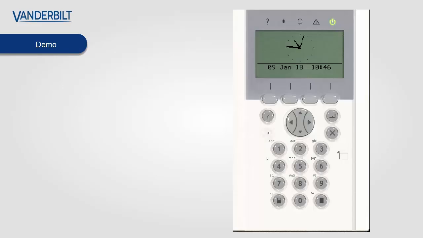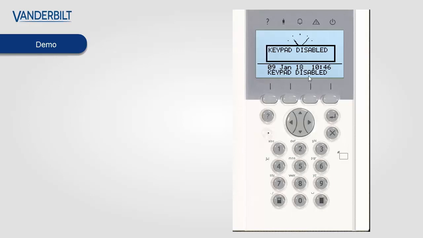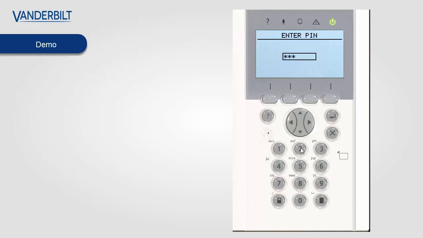We will now see a brief demonstration of this functionality. On any keypad that can be deactivated, once it is deactivated, it will signal on the screen and all buttons will be disabled. When the keypad is enabled, the message will disappear and the user will be able to enter their code and perform operations like normal.